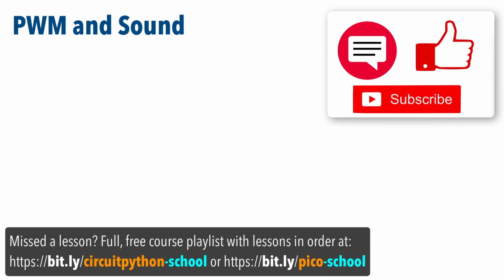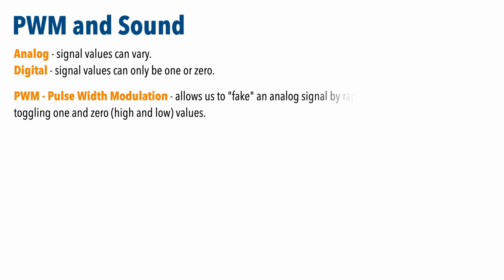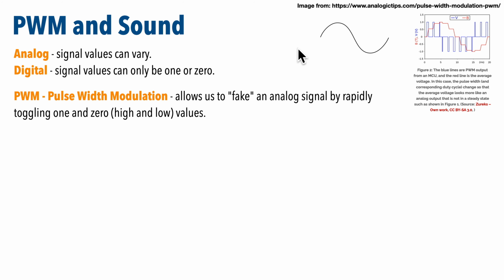Now we're going to be producing sound using PWM, and we've mentioned PWM very briefly in earlier videos, but here's a quick overview. Analog signals can vary, while digital signals can only be 1 or 0. Computing devices are really good at digital, 1s and 0s, not so much with analog. PWM, which is pulse width modulation, allows us to fake an analog signal by rapidly toggling 1s and 0s, or high or low values, like this diagram here. The nicely curved sine wave is meant to represent an analog signal, and over here we've got an approximation of the sine wave by varying our 1 and 0 pulses.